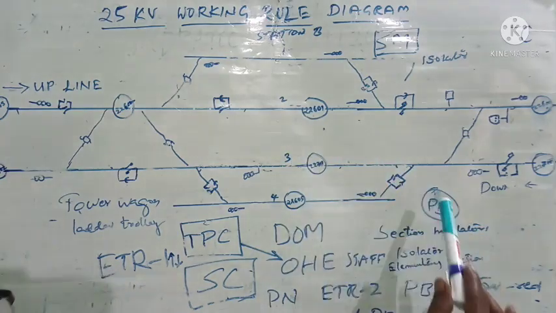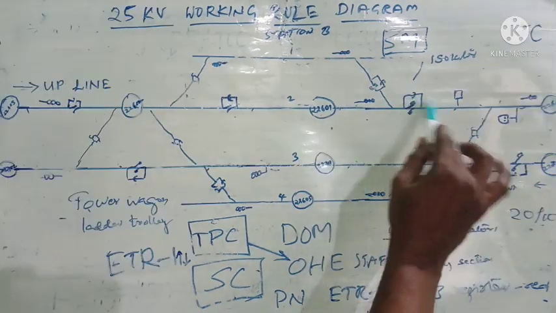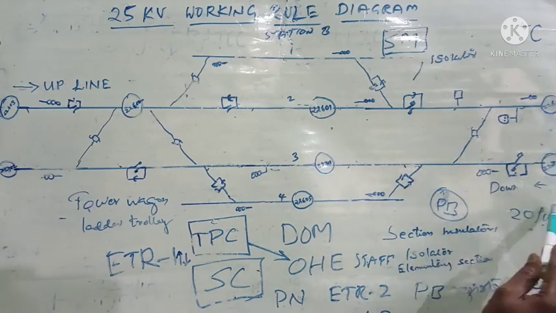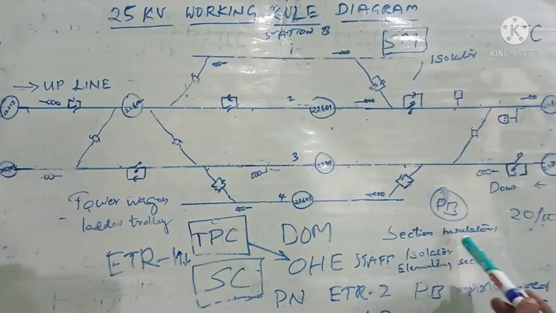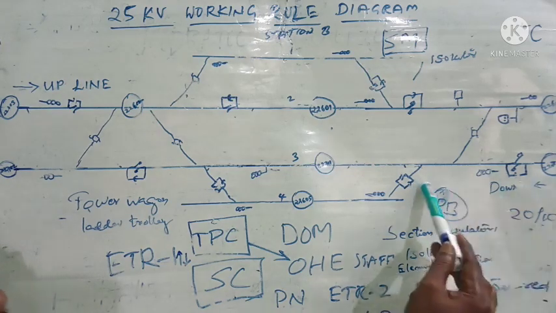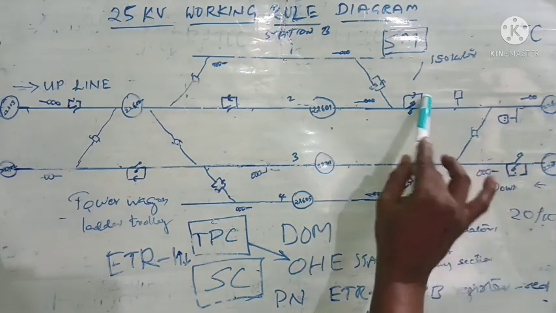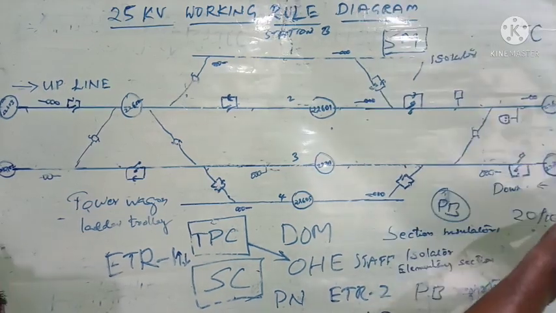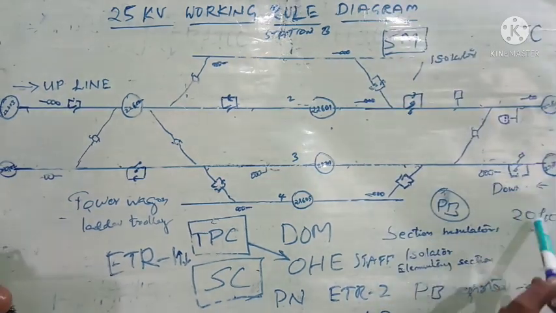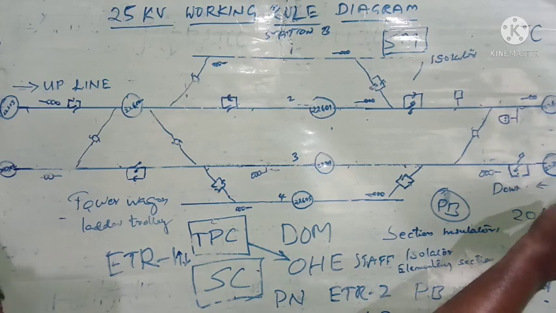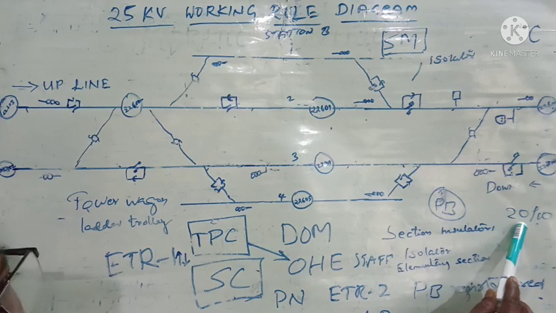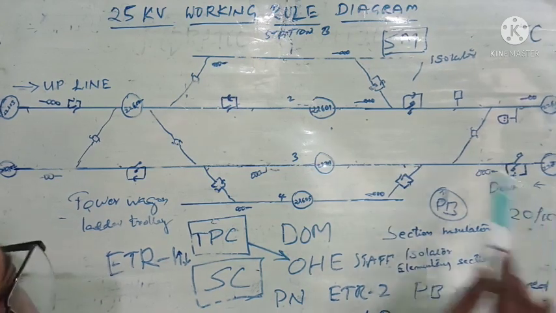will be the same. When OHE breakdown is reported on a particular line, the adjacent line should be issued with a caution order. The trains running in the adjacent line should be issued with a caution order. Here, in the up direction, the OHE breakdown has been reported. So for the down trains, the caution order should be issued from station C with a speed restriction of 20 km/h during day, during night 10 km/h.